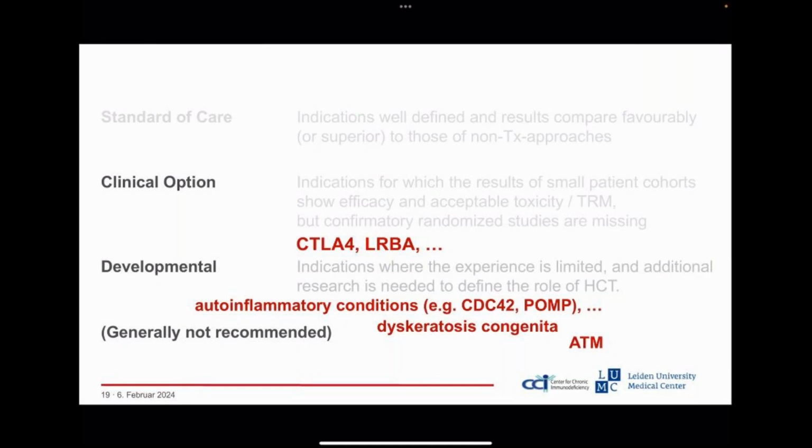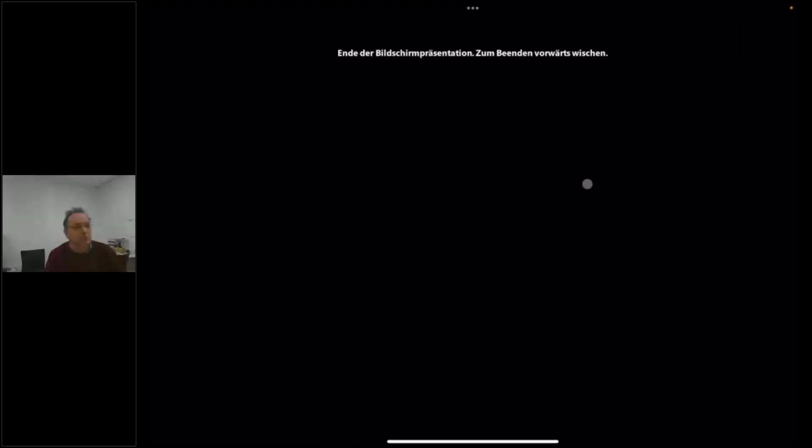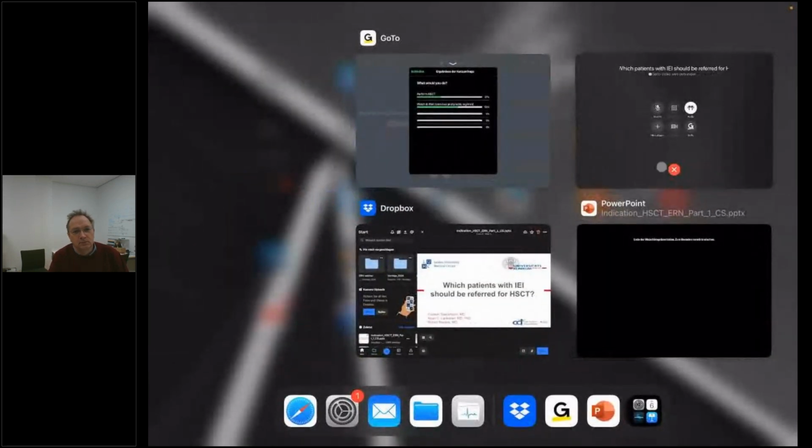I will now hand over to Robbert, who will discuss some of these aspects in another case, and we can then in the end wrap up also maybe some open points to be discussed.